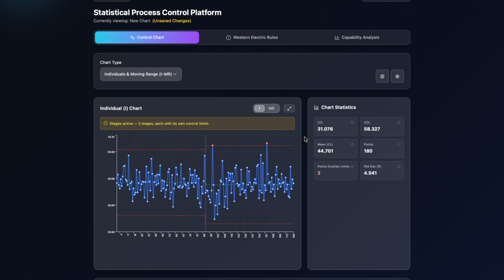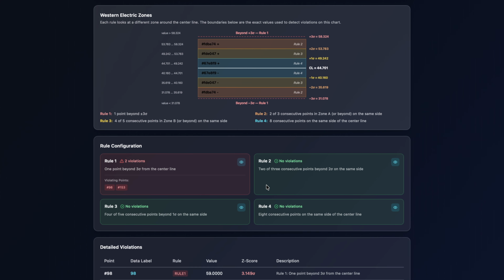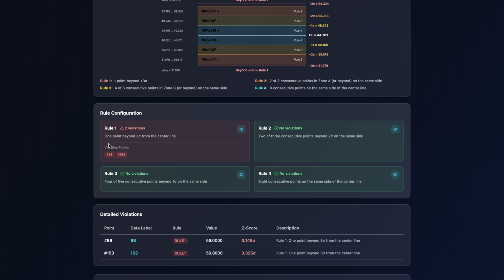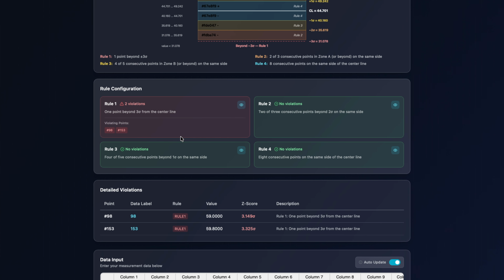I will check the Western Electric Rules tab to see if any special pattern is being signaled. And here again, there is not much to note. We only see what we already know, 2 Rule 1 violations. That simply means points outside the control limits, in our case, above the upper control limit.